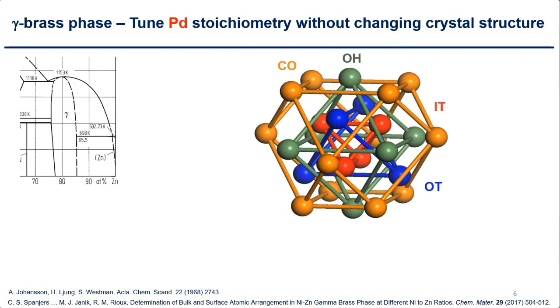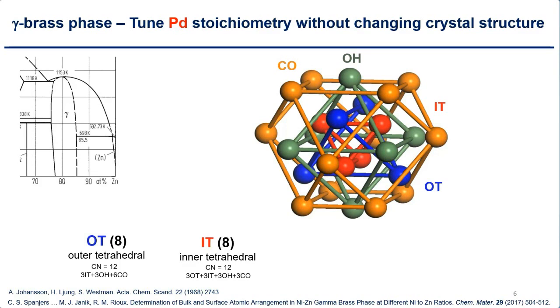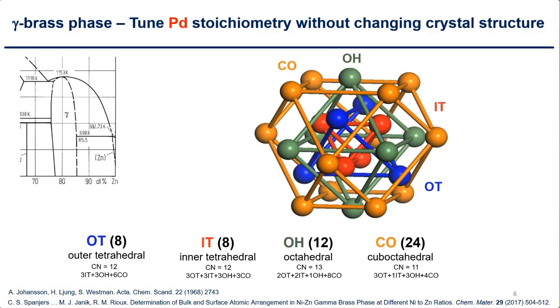So the gamma brass phase is made up of four symmetrically inequivalent lattice sites. These are referred to as the cube octahedral, the octahedral, the inner tetrahedral, and the outer tetrahedral. Now, the unit cell is composed of 8 outer tetrahedral sites, 8 inner tetrahedral sites, 12 octahedral sites, and 24 cube octahedral sites, for a total of 52 atoms in the unit cell. The image up above is just half that, 26 atoms, to really demonstrate the uniqueness of the different types of sites.